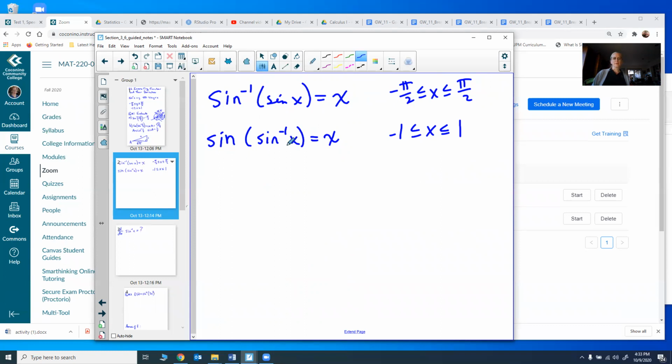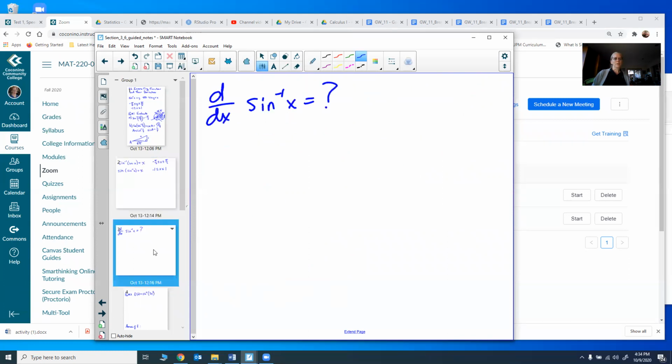And the sine of the inverse sine of x equals x, again, because you're composing two inverse functions, you should get the thing inside. And in this case, because we want to be able to put it into the inverse sine first, the x value has to be between -1 and 1. All right.